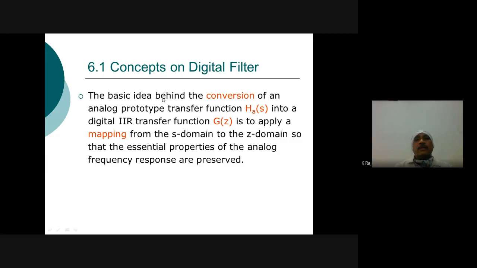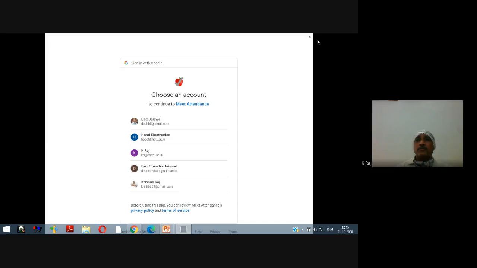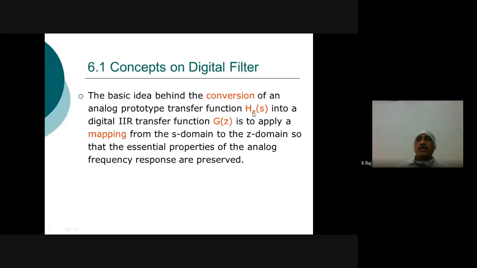Now, the basic idea behind the conversion of an analog prototype transfer function HA(s) into a digital IIR transfer function G(z) is to apply a mapping from the s domain to the z domain, so that the essential properties of the analog frequency response are preserved. Means all the properties will be transformed from the analog domain to the digital domain using a concept of the mapping from the s domain to the z domain here.